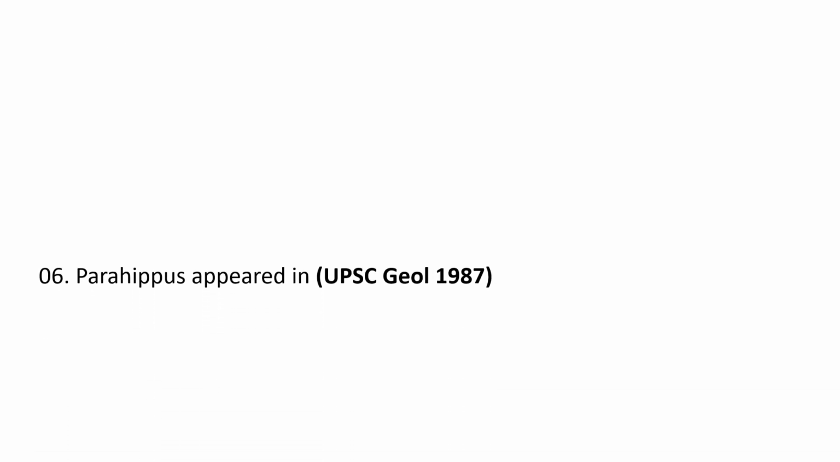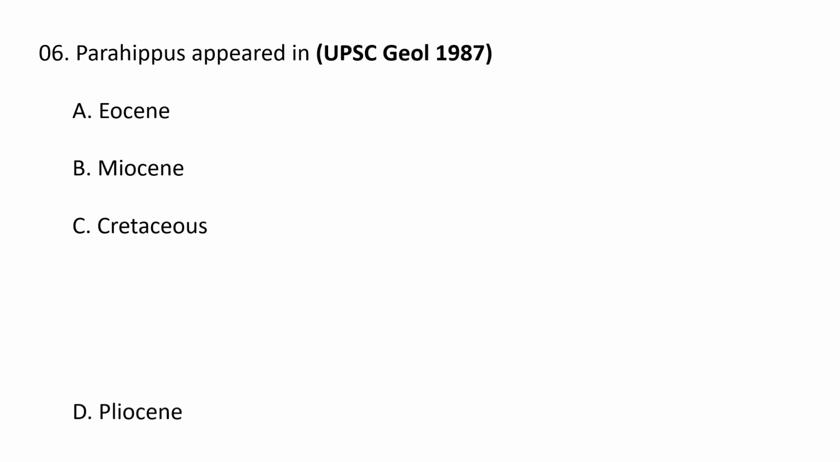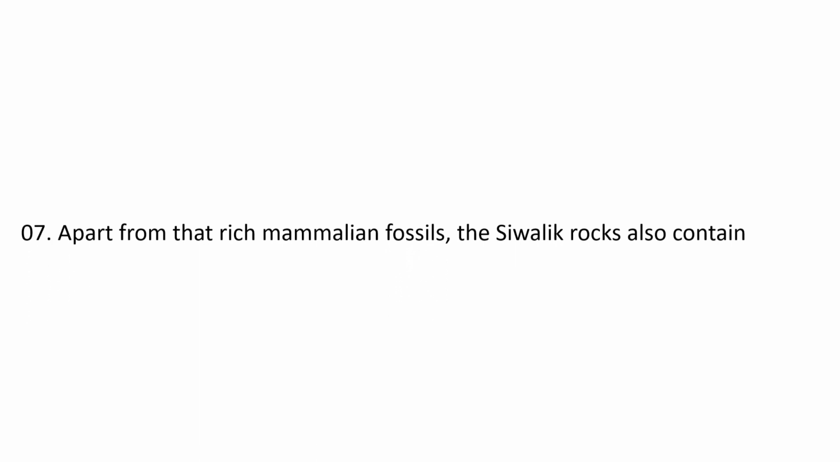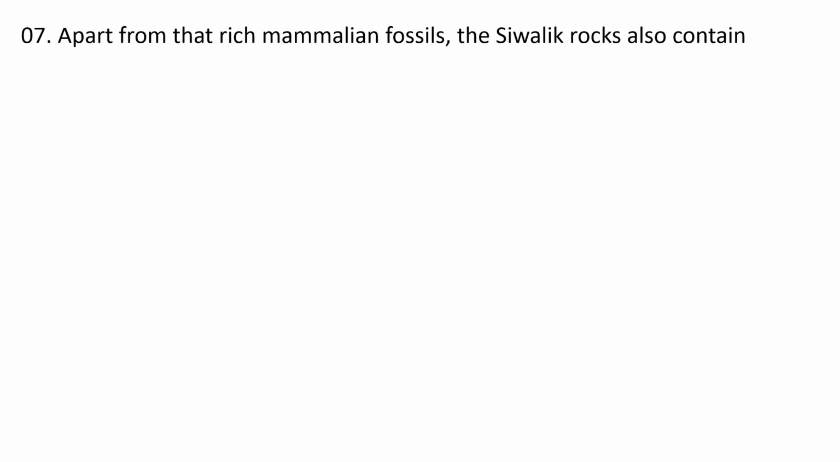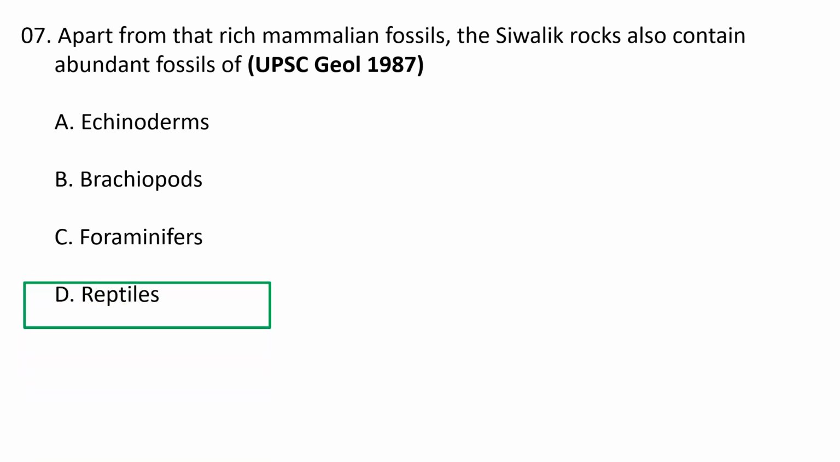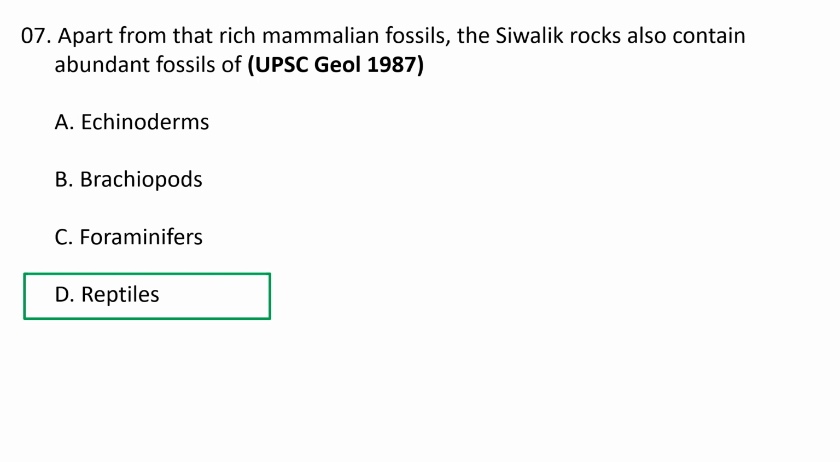Next question. Parahippus appeared in A. Eocene, B. Miocene, C. Cretaceous, and D. Pliocene. Parahippus appeared in the early Miocene period. So B. Miocene is the correct answer. Next question. Apart from rich mammalian fossils, the Siwalik rocks also contain abundant fossils of A. Echinoderms, B. Brachiopods, C. Foraminifers, D. Reptiles. So D. Reptiles is the correct answer.